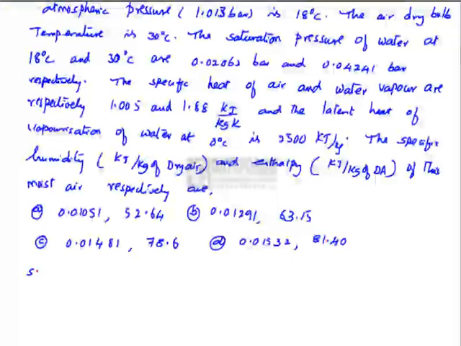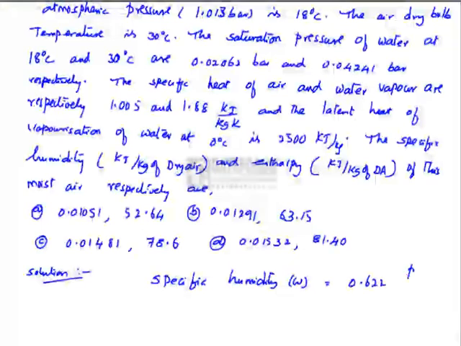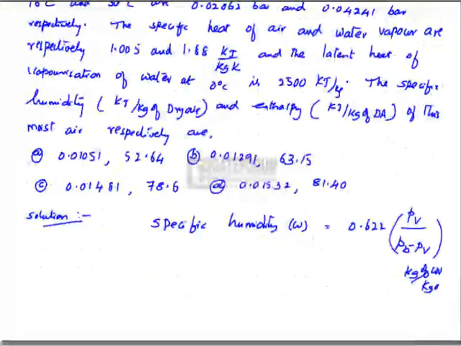The solution to this problem is given like this. What is the formula for finding out specific humidity or humidity ratio W? W = 0.622 into PV by PB minus PV. This is the formula for W or specific humidity, kg of water vapor per kg of dry air. They are the units of W.